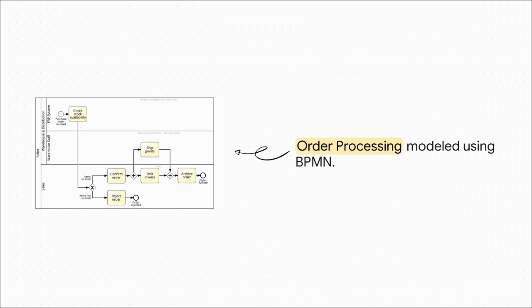You have a seller with two main human departments: warehouse and distribution, and sales. But notice the top lane isn't a person at all. It's the ERP system.